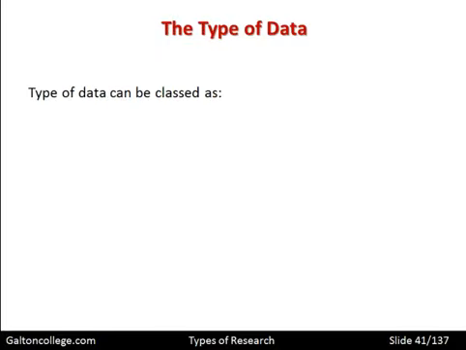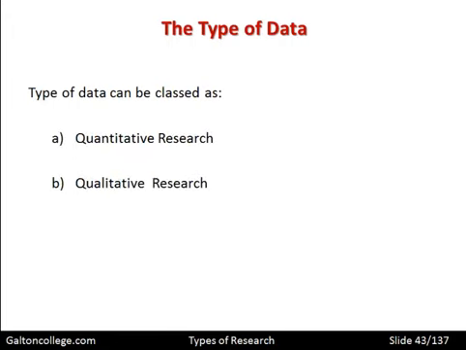Now, the types of data can be classed as quantitative research or qualitative research. So we have a dichotomy here, a split between quantitative and qualitative. Quantitative, as the name suggests, deals with numbers, deals with measurable quantities, measurable outcomes. Qualitative research deals with opinions and attitudes. It's also very important.